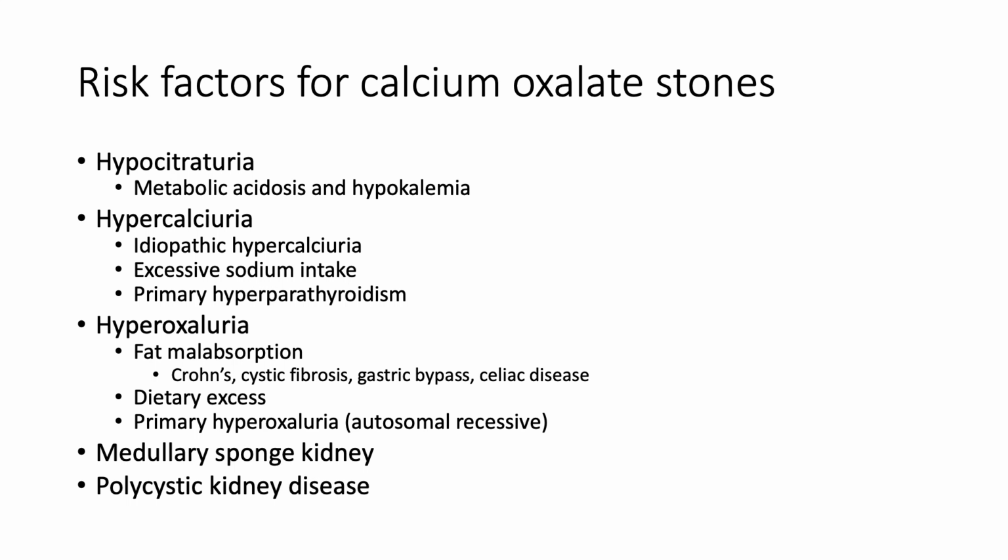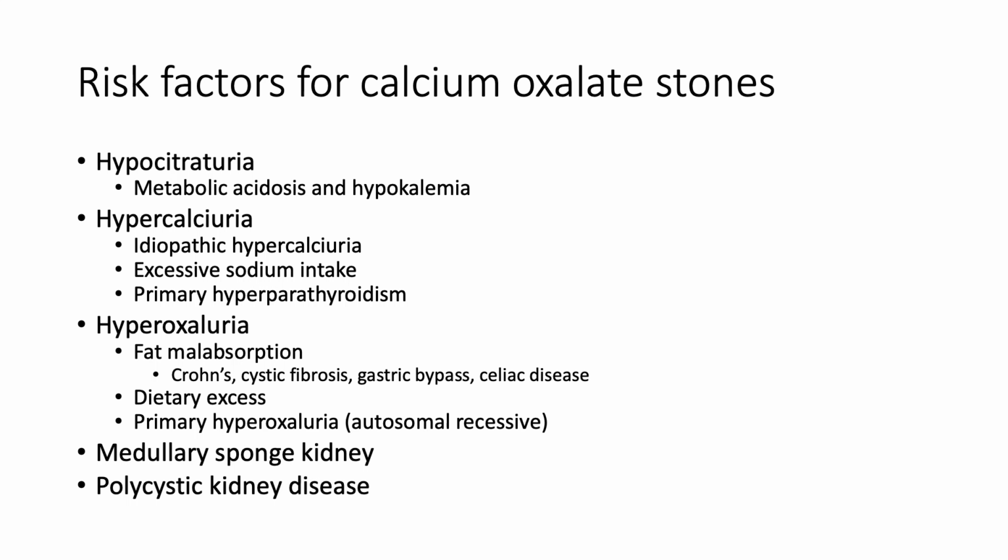Hyperoxaluria, so too much oxalate in the urine, can be caused by eating too much of it or fat malabsorption. So people with Crohn's disease, gastric bypass, or cystic fibrosis are not absorbing fat. Fat then binds to calcium, and then you have a bunch of oxalic acid that would normally bind to calcium in the gut that gets absorbed into the serum and then excreted in the urine. So you have too much oxalic acid relative to calcium.